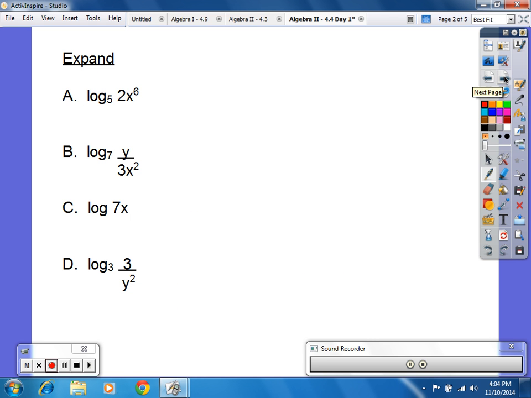First, we're going to start with expanding. Expand means to pull apart into separate logarithms. The log won't change and the base won't change. There are two things happening in this logarithm, and I'm going to show it to you separately. The first thing that's happening is this is 2 times x. And we said when you multiply, you add. So this is equal to the log base 5 of 2 plus the log base 5 of x to the 6th.